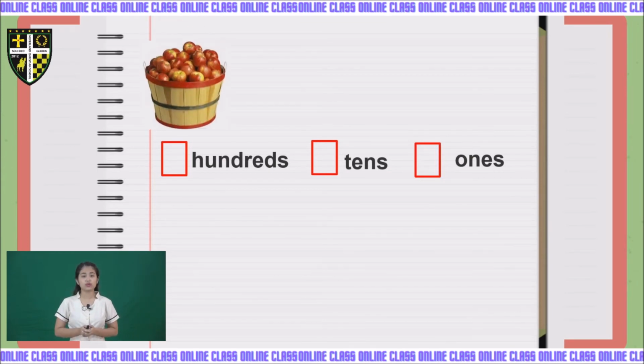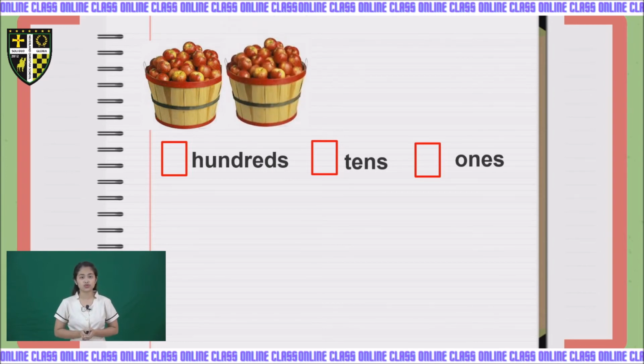Now, this one, I want you to count with me. So the first one, we have a basket of apples. So a basket of apples is consisting of 100 apples. So how many hundreds of apples are there? So 1 and then 2. So we have 2 hundreds.